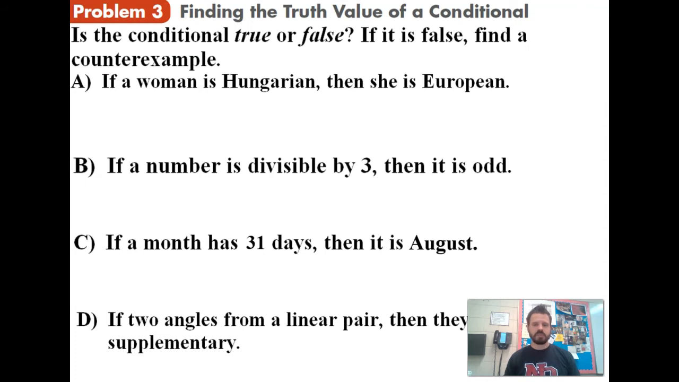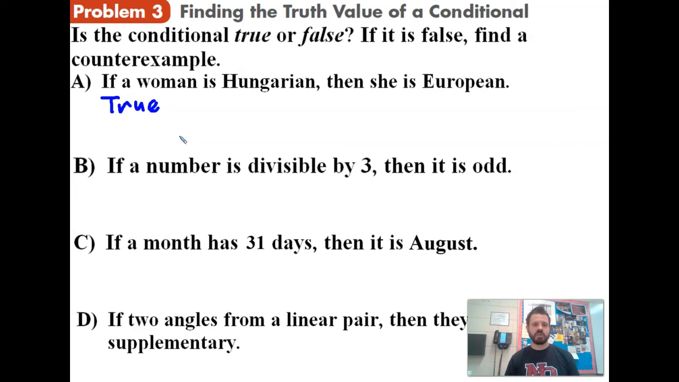So next thing we're going to do is look at finding truth values for conditionals. Problem 3 says, is the conditional true or false? If it's false, find a counterexample. For part A it asks, if a woman is a Hungarian, then she is European. In other words, this will be true if Hungary is in Europe, and yes it is. So if you're from Hungary, you're also from Europe. So we'll say this statement is true.